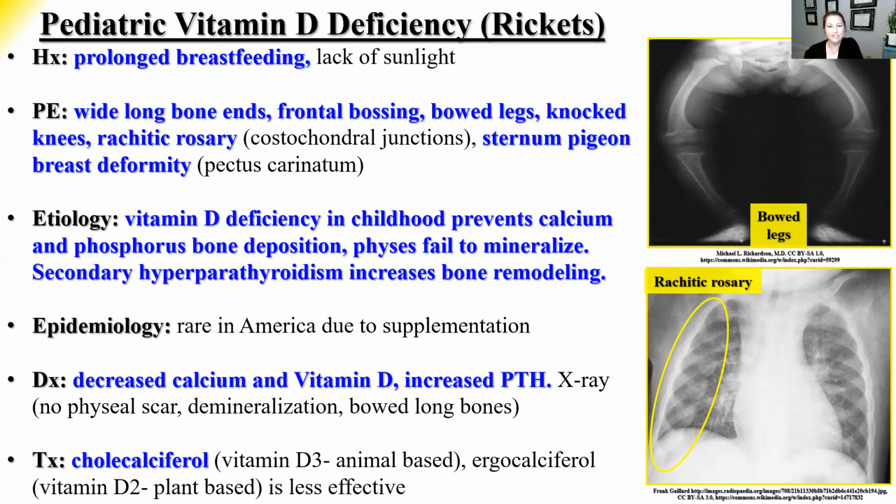X-ray findings, and these are in the pictures here. So we have no physeal scar, that growth plate never mineralized. Demineralization of the bones, they look kind of like ghosty bones. They're kind of lightish gray in coloration instead of bright white. And then bowed long bones, as you can see in that top picture there. We treat this with cholecalciferol, which is vitamin D. It's more of an animal-based vitamin D, and that is much more effective than ergocalciferol, which is plant-based.